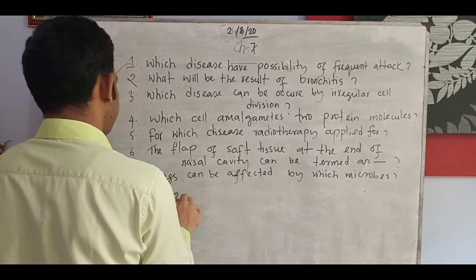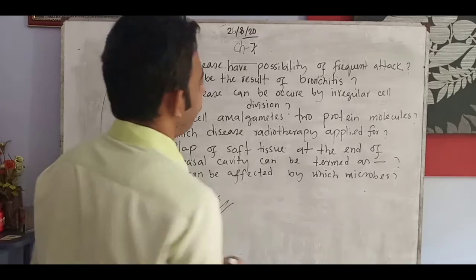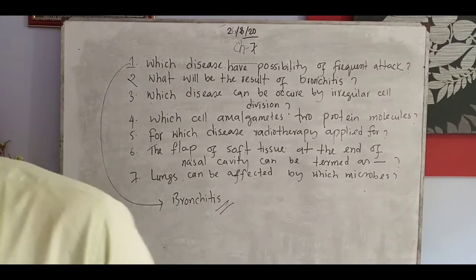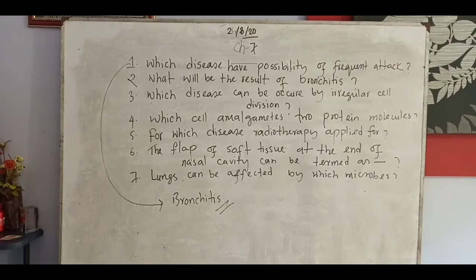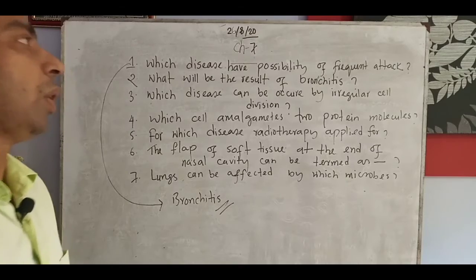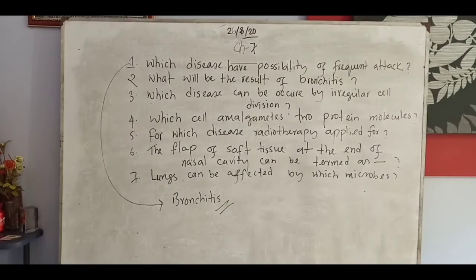Bronchitis is the disease of frequent attack. If someone is attacked by the disease, they have a chance of frequent attack. That means one time you can be attacked and recovered, but within a short time it can also happen again. The frequent attack by bronchitis is the reason. So this is very important.